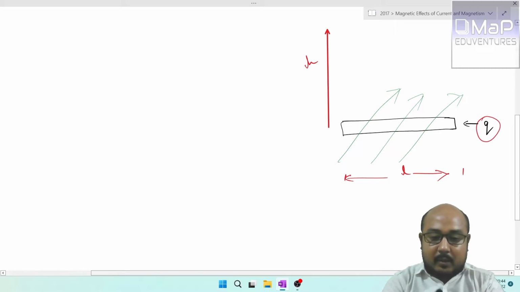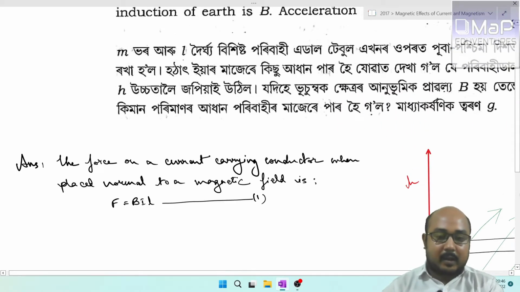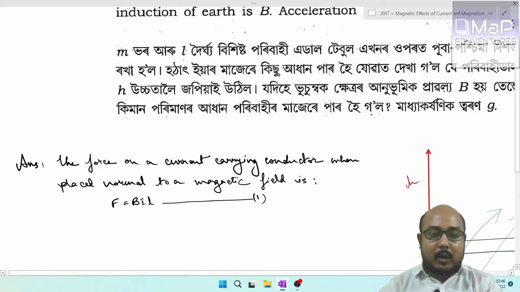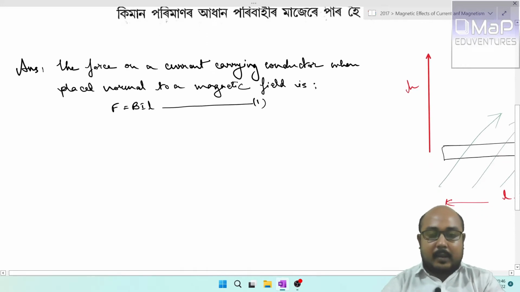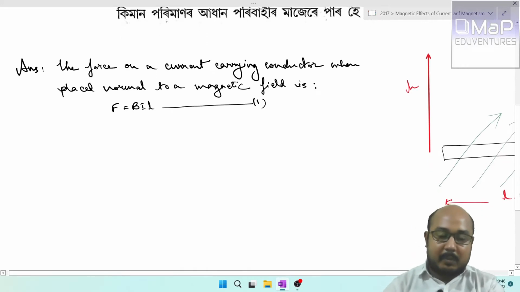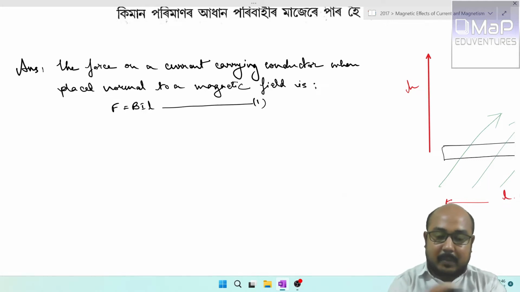So now we start solving. The force on a current carrying conductor when placed normal to a magnetic field is F equal to B I l. Here theta is 90 degrees and sin theta becomes 1, as the condition is already given, so I have directly written it. Now one thing we know is that the force will be momentary. It will exist only for a very short interval of time, because the current will exist for a very short time. As long as the current is there we get the force, and as soon as the charge has passed the current becomes 0 and the force also becomes 0.